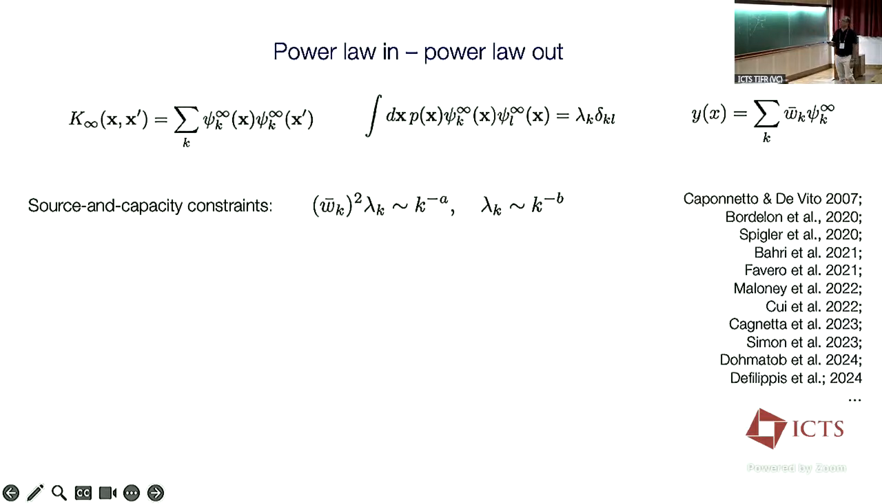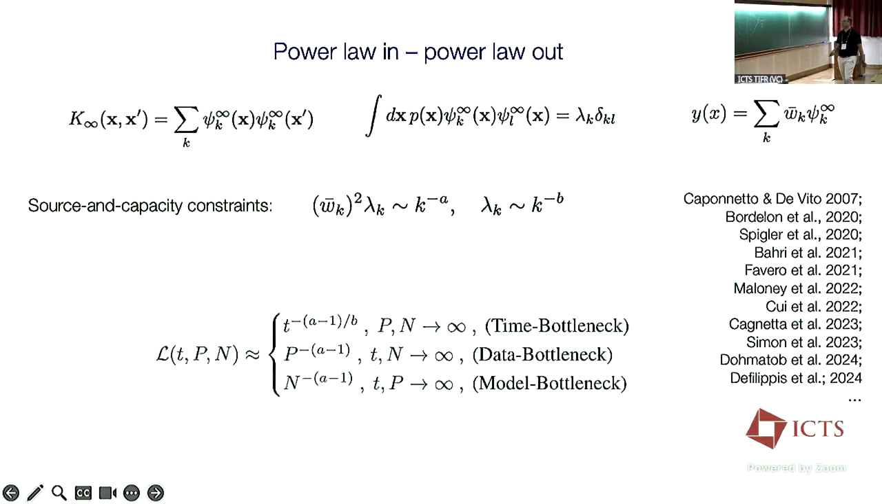We're going to assume that the eigenvalues, lambda k, fall with a power law in rank, and similarly, there's a power law in the w_k's as well. I'll show you an empirical test of this in a second. There will be a plot that tests this. But these are the two assumptions. Under these assumptions, you can show the loss behaves in the following way. It's the three words you're seeing here: time bottleneck, data bottleneck, model bottleneck.